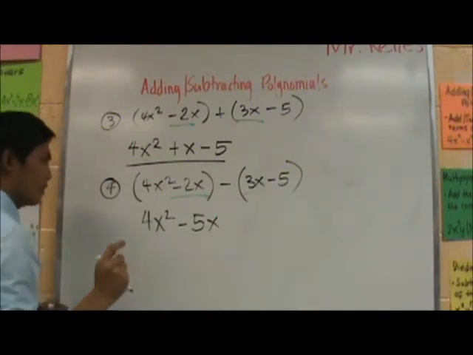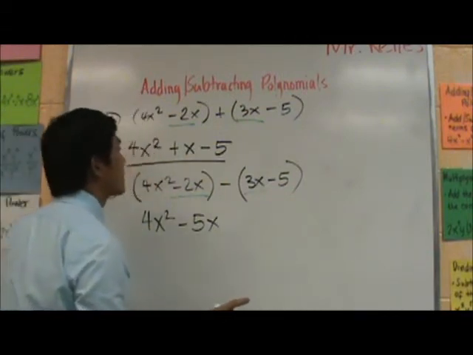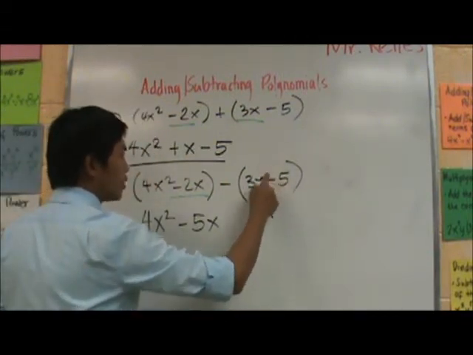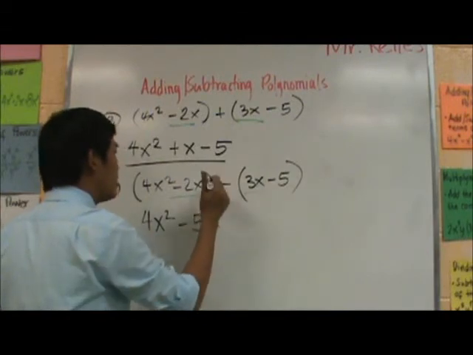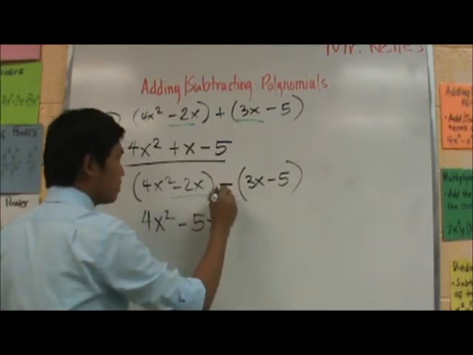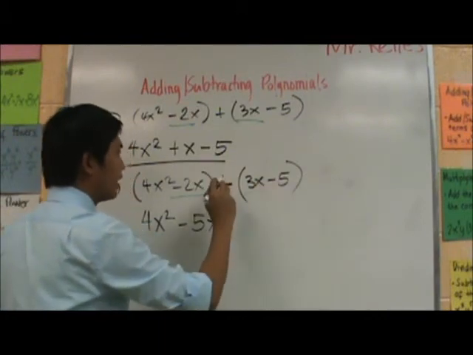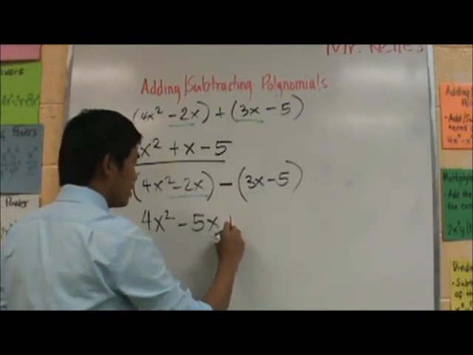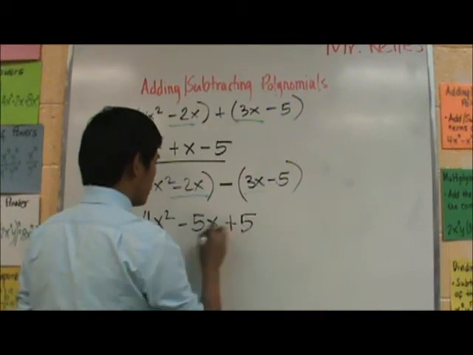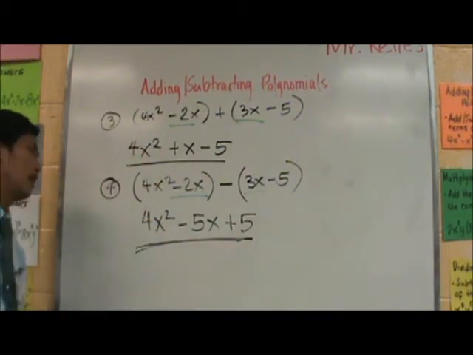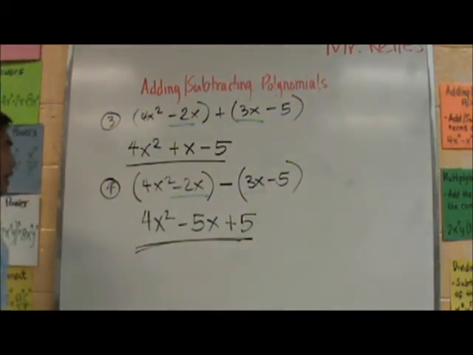Okay. Now here's the tricky part. Some of you will just put negative 5, but wait, you have a negative sign outside, so negative times negative 5. Again, negative times negative is positive, so that will change the sign to a positive, and that will be the final answer in adding or subtracting polynomials.